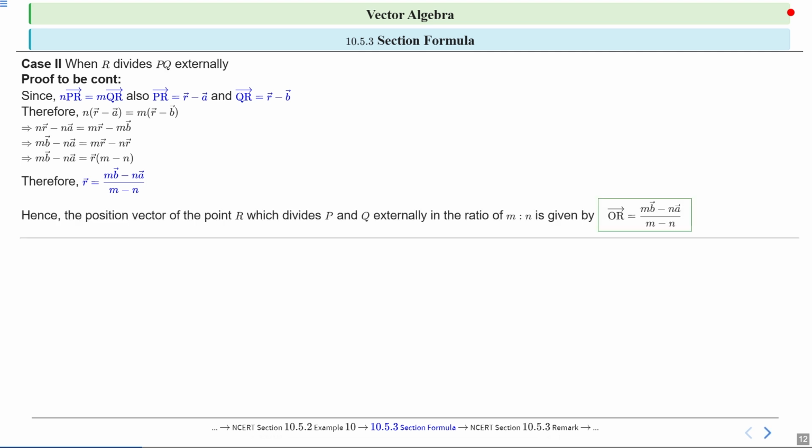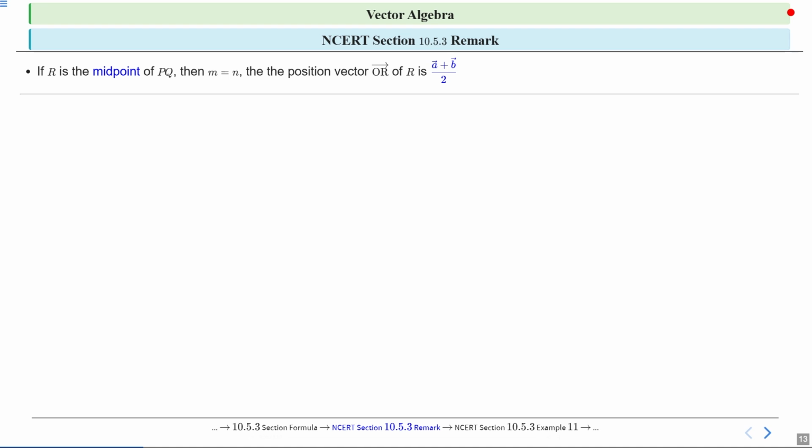Hence, the position vector of the point R, which divides PQ externally in the ratio m is to n, is given by OR vector will be equal to (m b vector minus n a vector) upon (m minus n). Next, NCERT section 10.5.3 remark: if R is the midpoint of PQ, then m is equal to n. Then the position vector OR vector of R is basically (a vector plus b vector) upon 2.